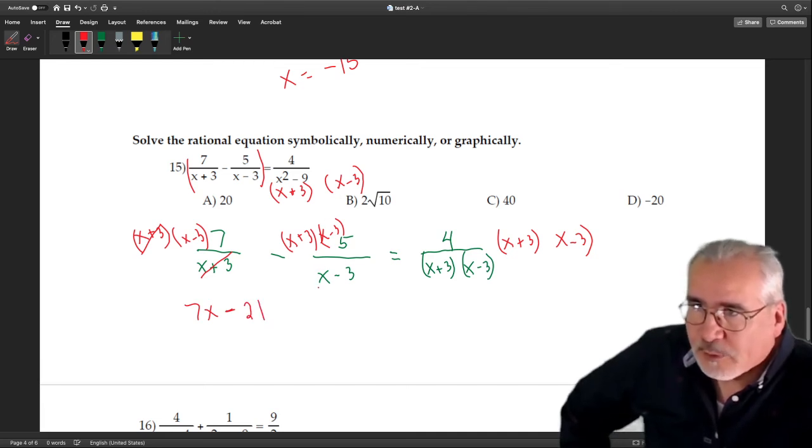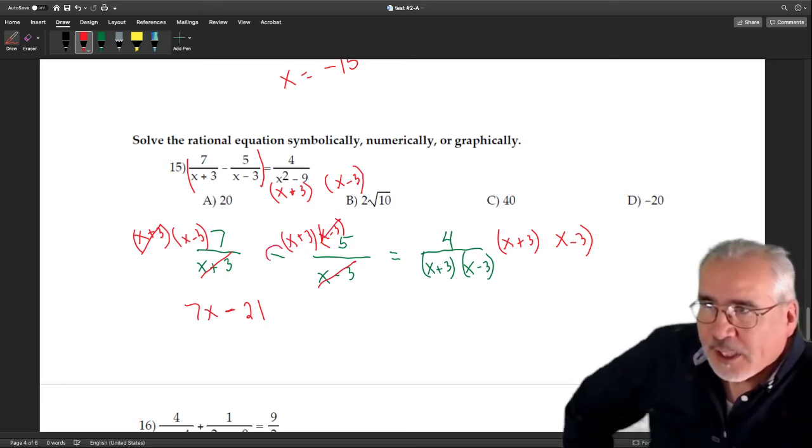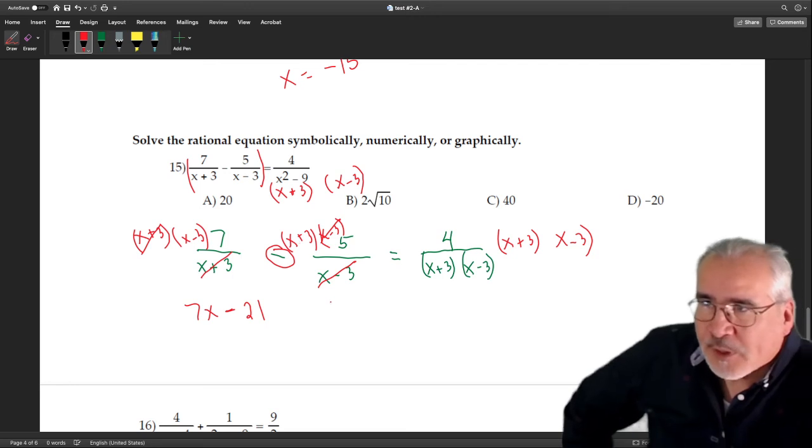On this side, we get x minus 3 canceling with the x minus 3. We have x plus 3 times 5, but also keep track, we've got this minus here. It's going to distribute as well. So this will become negative x, negative 3. And then we're going to multiply that by 5, minus 5x, minus 15.